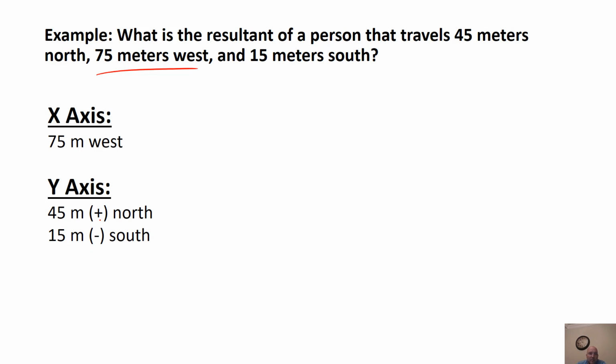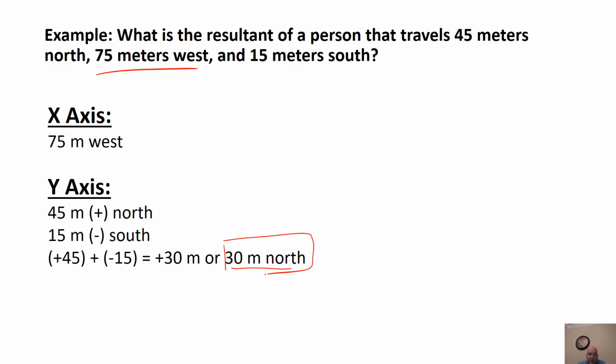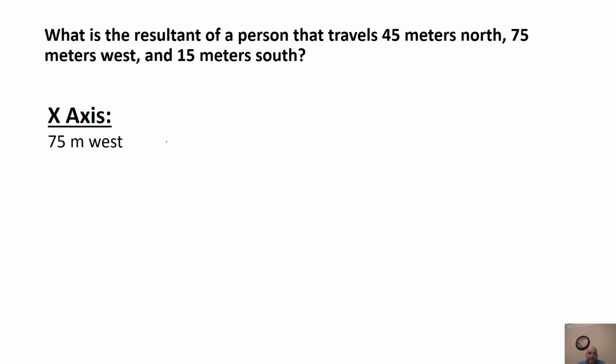We have to call north positive and south negative, and then we do this thing called adding vectors, but we're going to include those directions as placeholders. 45 positive plus a negative 15 gives you a positive 30. Don't drop that positive until you turn it back into direction. It ends up being 30 meters north. So we took one extra step, and we now have these two vectors, 30 meters north and 75 meters west, and we're going to do exactly what we did in the last section, just one more step further.